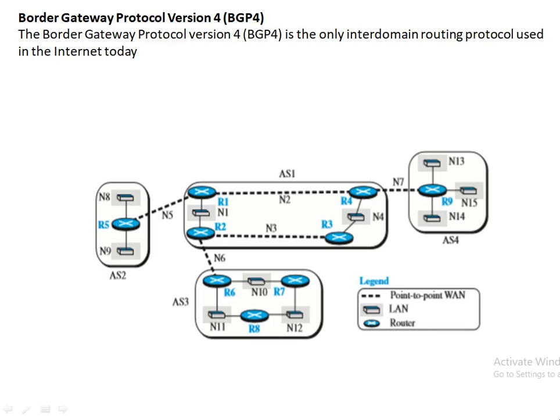The protocol is Border Gateway Protocol version 4. In short, we call it BGP4. It is inter-domain, which means the communication happens between different autonomous systems. Before we go there, let us understand a little bit of introduction about BGP4. It's a very complex protocol.